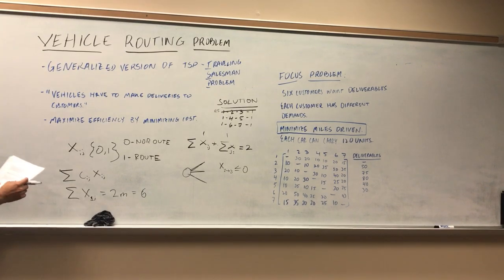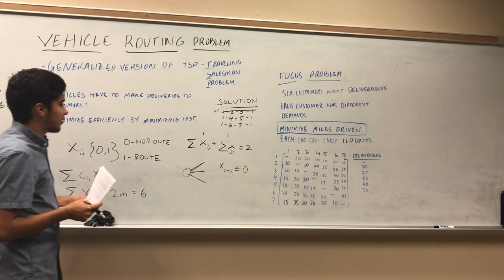So adding that to our main function, our main function is min sigma Cij xij, subject to, our constraints are going to be sigma x 1j equals 6, and then our new constraint is going to be x23 is less than or equal to 0, and then we're going to have xij is 0 or 1. It's a binary variable.